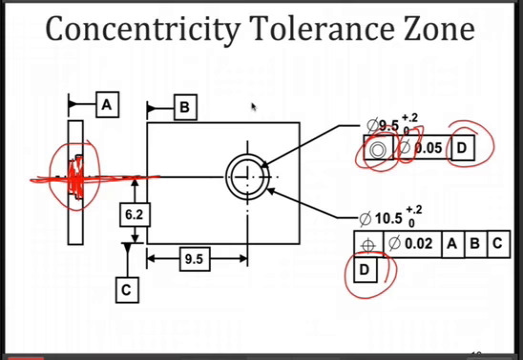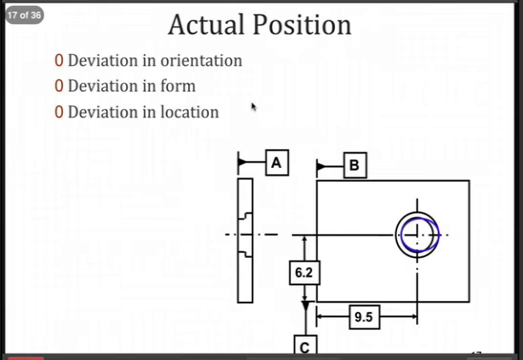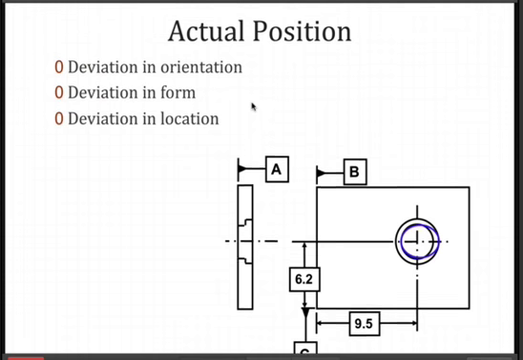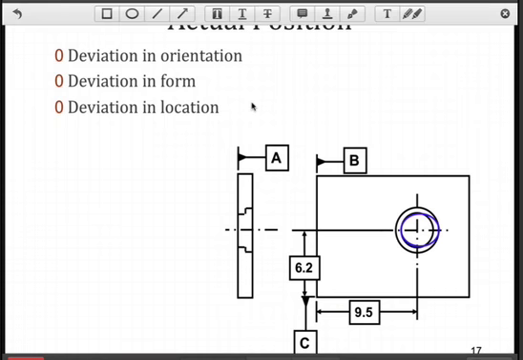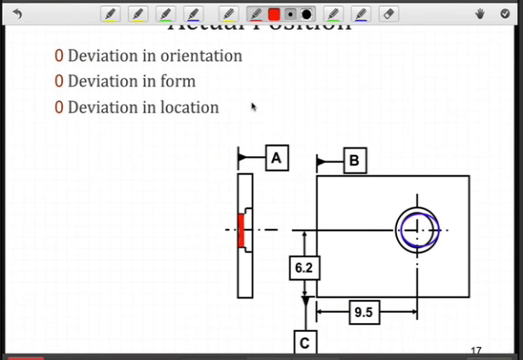So what does a tolerance zone look like, and how do we construct it? Well, when we think about the actual position of that second feature, the one that we're trying to control, this is the feature, and if we observe the actual surface, it's going to vary because the orientation of that feature will vary, its shape, and its location. And we're trying to determine whether or not it's concentric with respect to the datum.